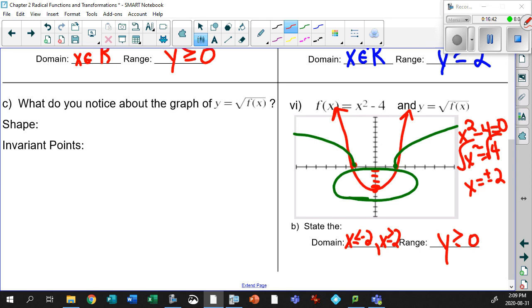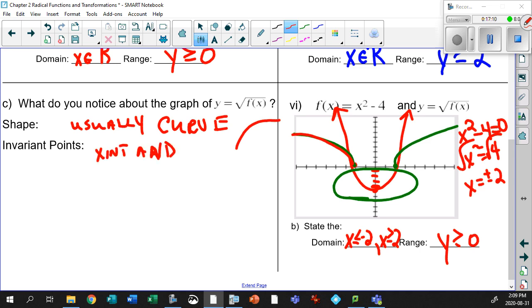Okay, so let's make a couple of last little conclusions here regarding what we've just learned. This ought to be interesting. Okay, so what's the shape? Well, it's usually a curve, right? It kind of looks like that. Now, obviously, it can open that way or open that way. It just depends, okay? It's always x-intercept and above.